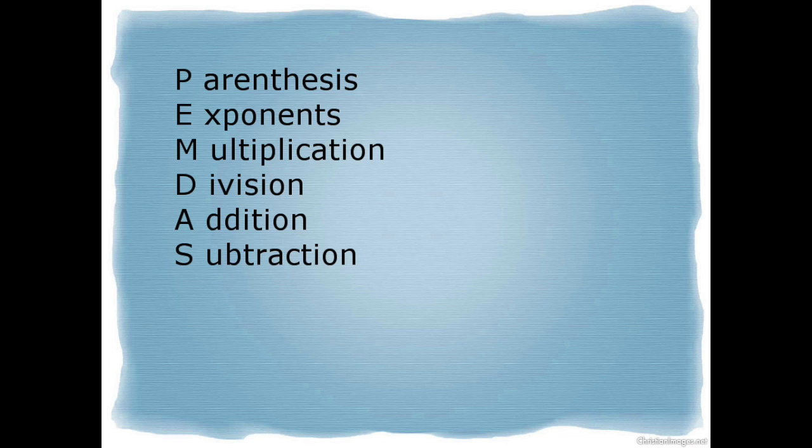Now the P stands for parentheses. The E stands for exponent. The M and D stand for multiplication and division. The A and the S stand for addition and subtraction. In other words, the proper order of operation is parentheses first, then exponent, then multiplication and division, then addition and subtraction.